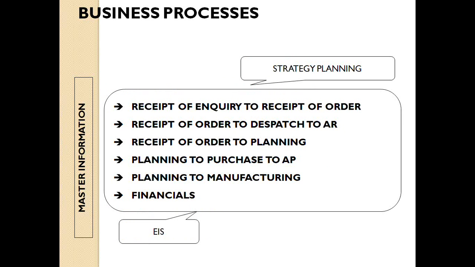Some of the business processes are like a receipt of inquiry to receipt of order to dispatch to AR, that is accounts receivable, receipts of order to planning to purchase to AP, that is accounts payable, planning to manufacturing and financial. These are the scenarios that need to be addressed in any competition.